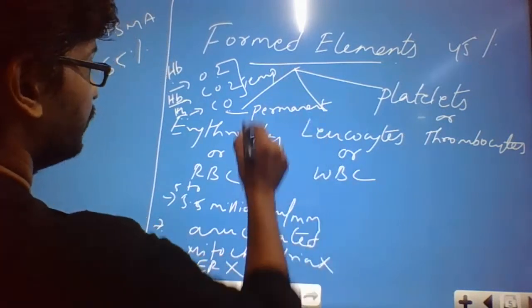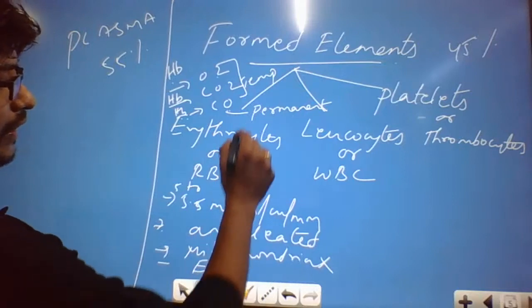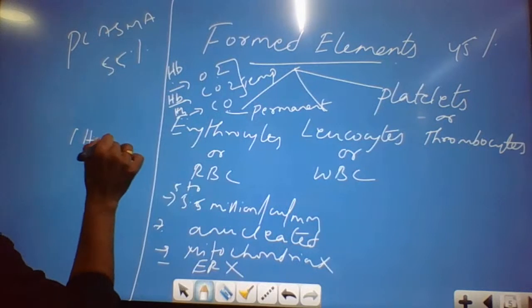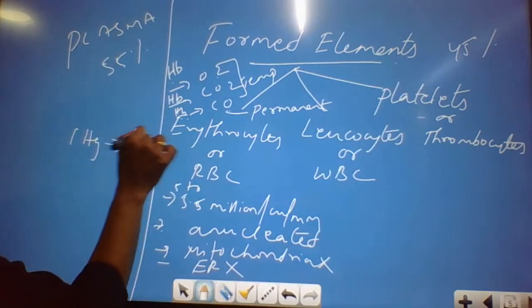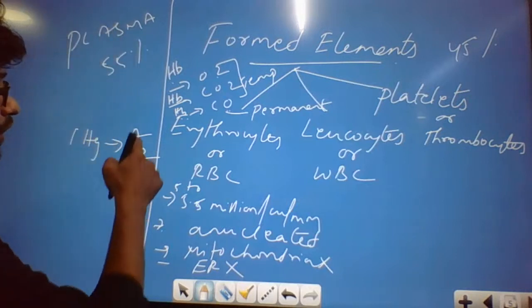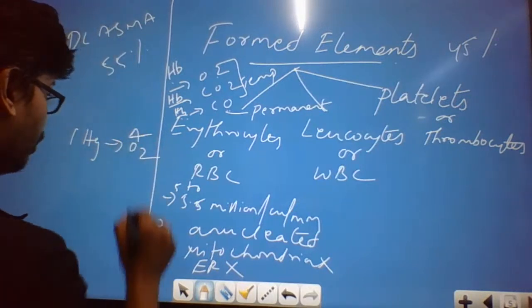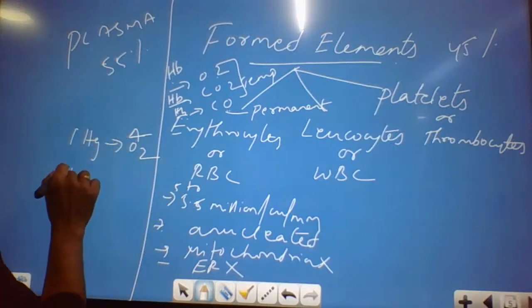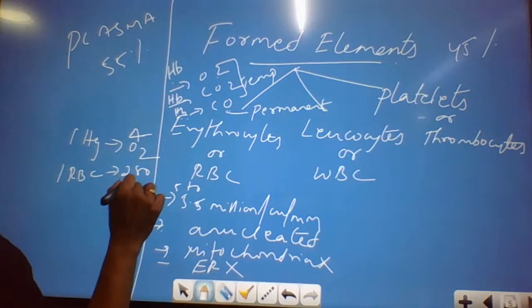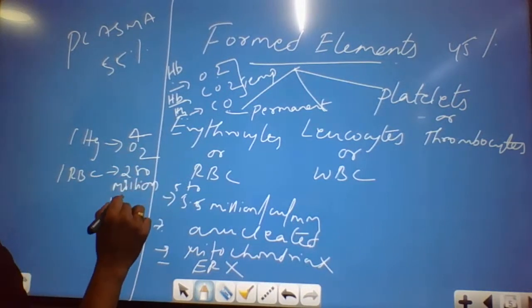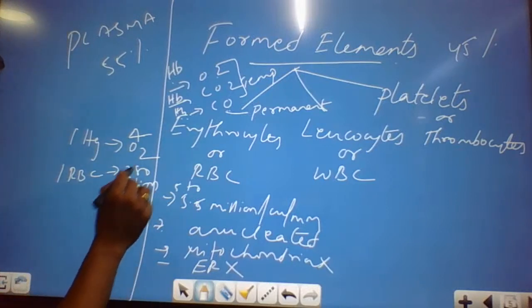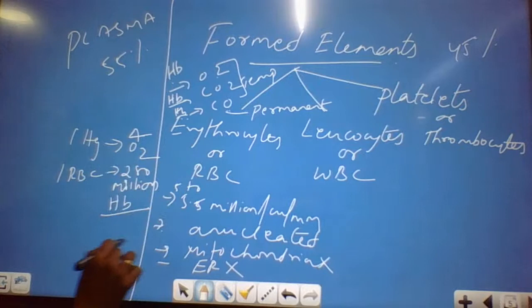So when we talk about the erythrocytes, how many oxygen molecules can bind to one hemoglobin? 4 oxygen molecules can bind. So one hemoglobin can bind 4 oxygen molecules. And how many hemoglobin molecules does one RBC take up? One RBC consists of 280 million hemoglobin molecules.